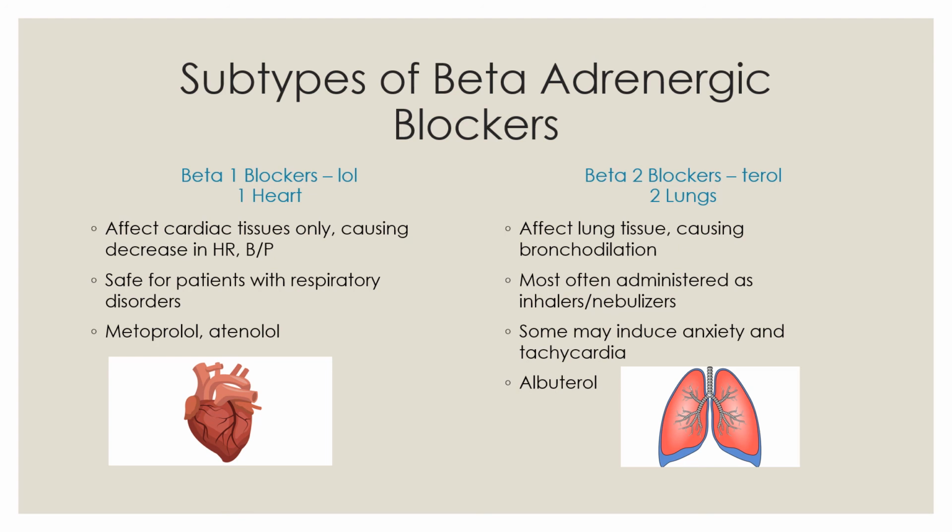Some of these may induce anxiety and tachycardia, especially in children. So that may be a dose limiting problem. In other words, if it causes tachycardia or anxiety, we may have to either back down the dose or change to another drug. And the drug that is most commonly used is albuterol, even though there are quite a few others of your selective beta 2s.